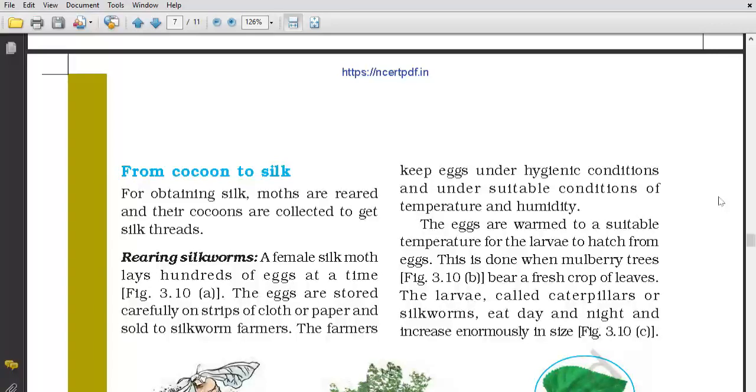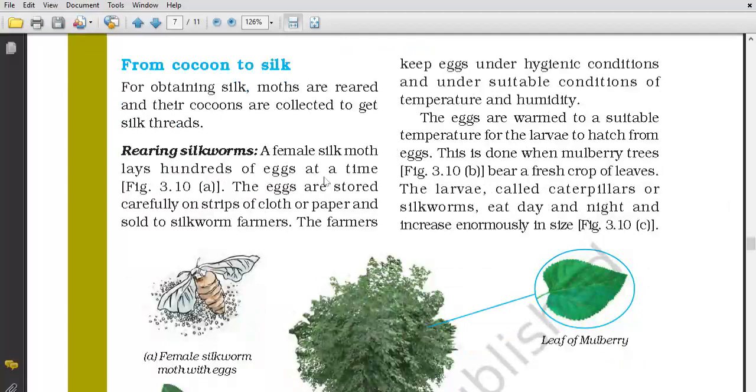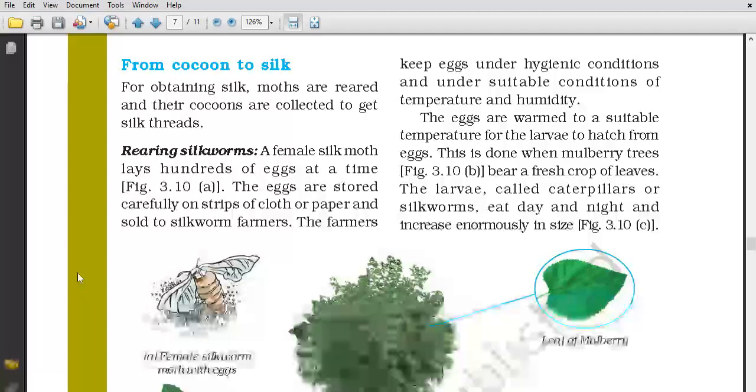Rearing silkworm. How to rear silkworm? A female silk moth lays hundreds of eggs at a time. They are very small, so we cannot see them, but it lays hundreds of eggs at a time. The eggs are stored carefully on strips of cloth or paper and sold to silkworm farmers.